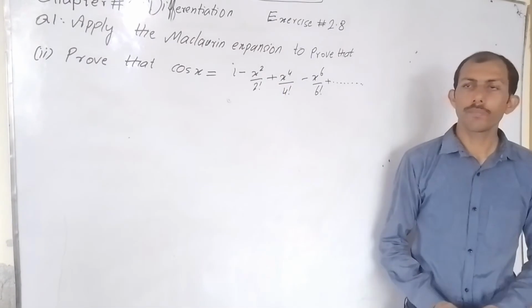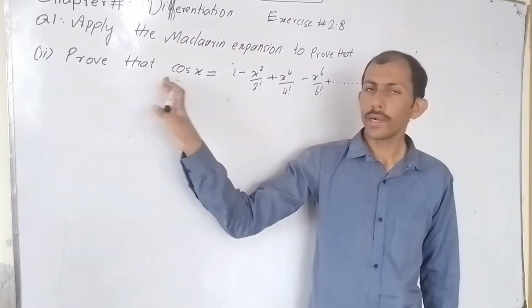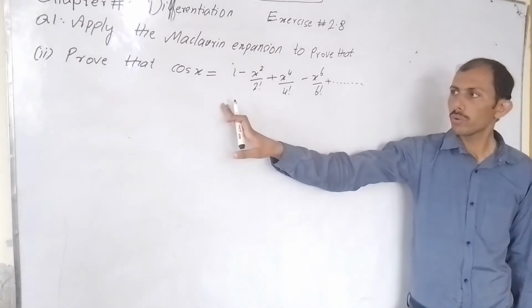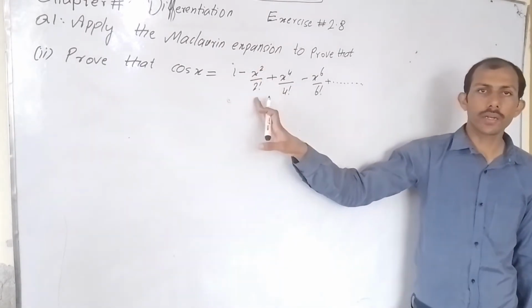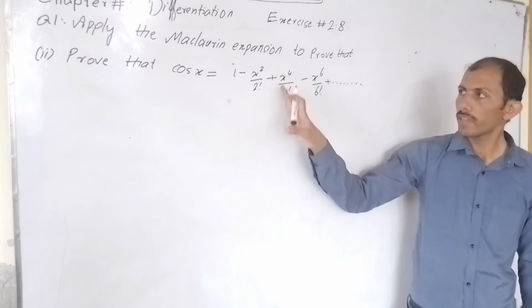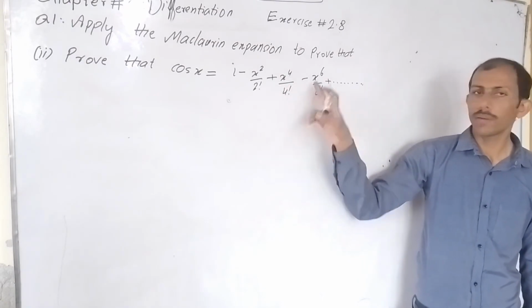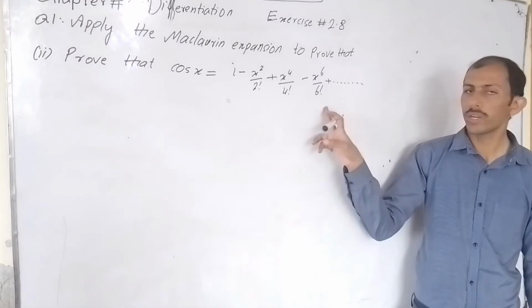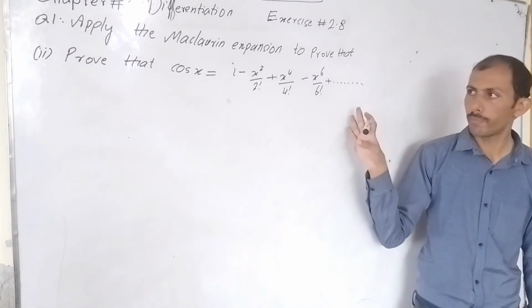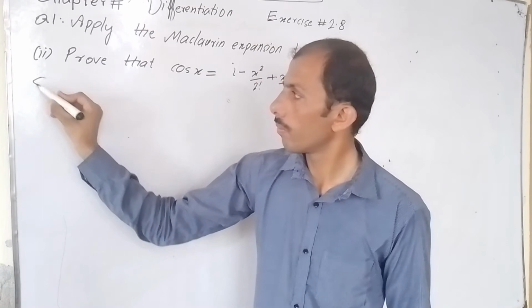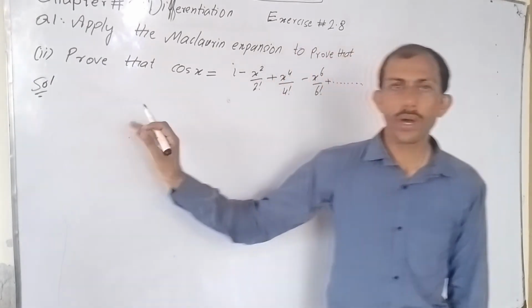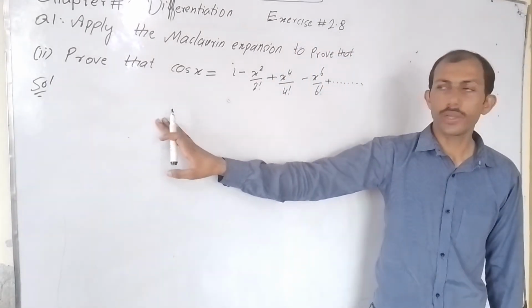Proof number 2. Prove that cos of x is equal to 1 minus x square divided by 2 factorial plus x to the power 4 divided by 4 factorial minus x to the power 6 divided by 6 factorial plus, and so on. First of all, let's suppose f of x is equal to cos x.